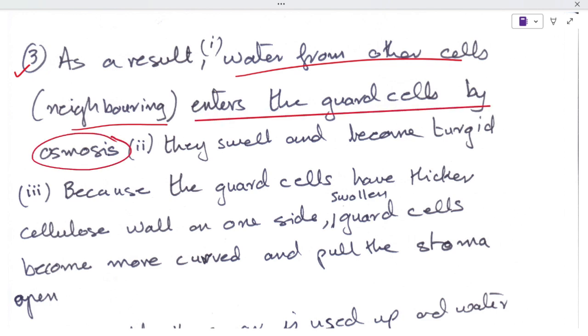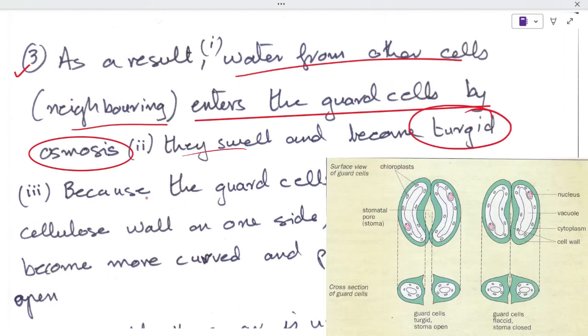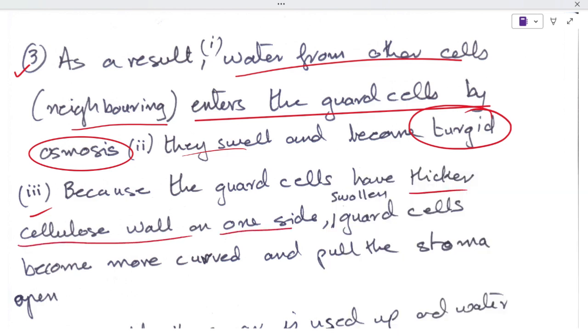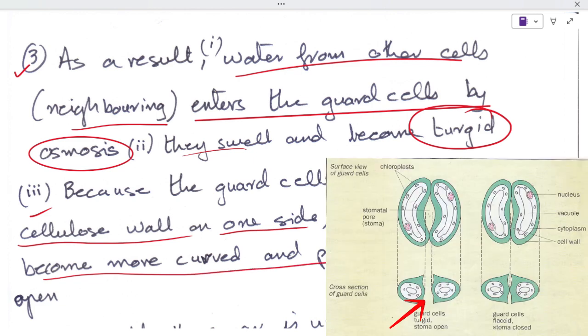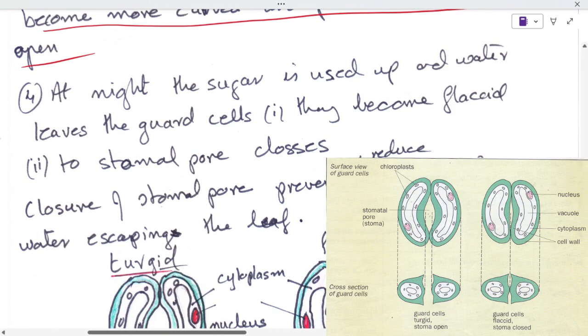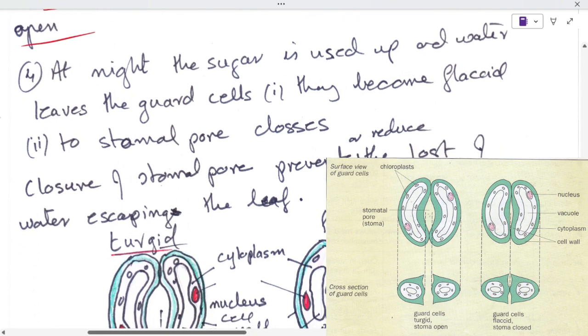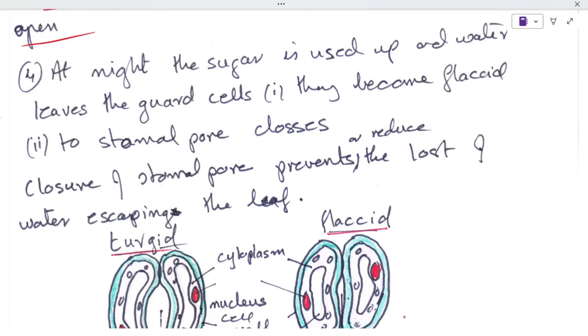Number two, they swell and become turgid. Number three, because the guard cells have thicker cellulose wall on one side, swollen guard cells become more curved and pull the stoma open. Now the inner side of the guard cells is thicker, it will stretch less, and the outer side is going to stretch more. So therefore, uneven stretch of the wall of the guard cells makes a hole inside the guard cells.